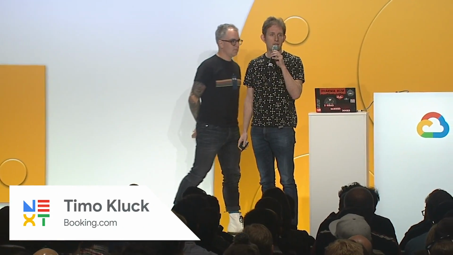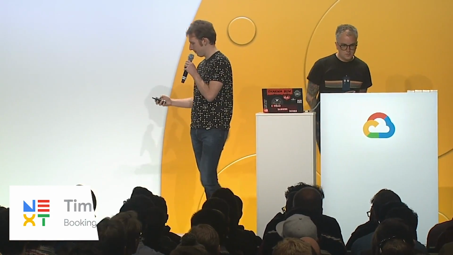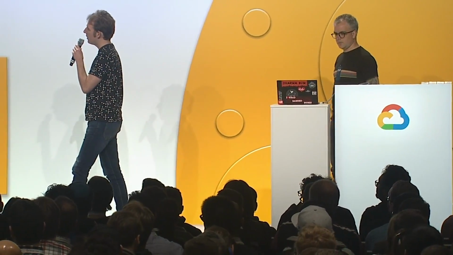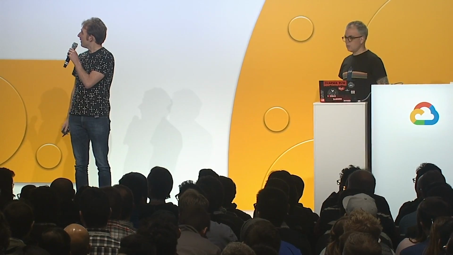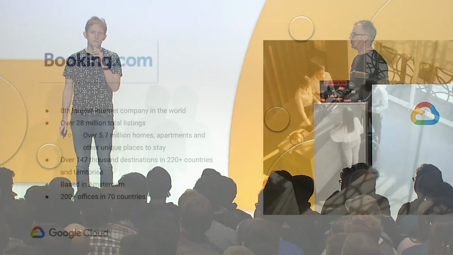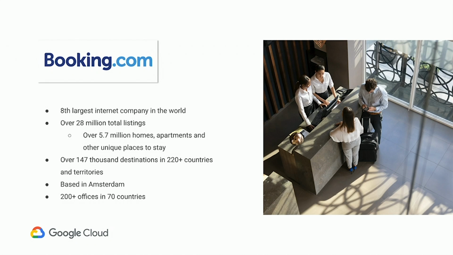Timo and Robert, I'm with Booking.com. For those of you who don't know the company, for an international audience, it's maybe well known. We're in a similar space as companies like Expedia and Hotels.com, but Booking.com is quite global. It's actually the 8th largest internet company of the world with over 28 million listings. We're mostly based in Amsterdam, but also have 200 smaller offices in many countries across the globe.